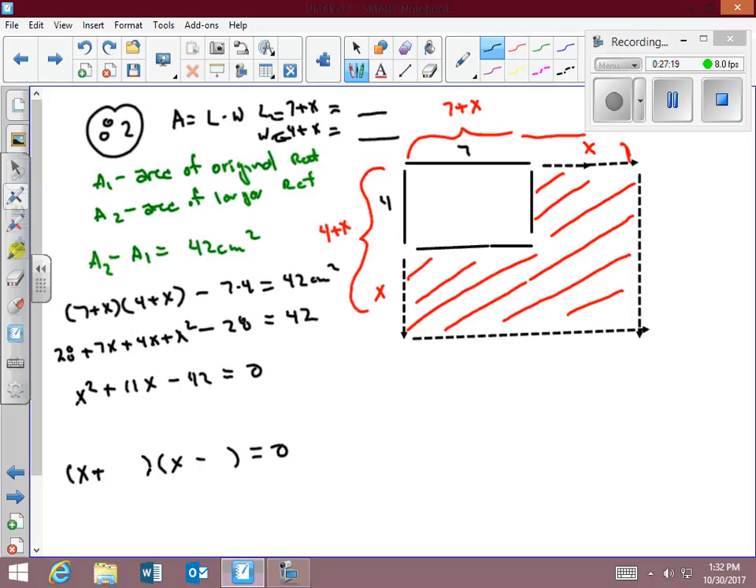Two numbers times itself is 42, whose difference is 11. So what am I doing? I'm just going to have to go down. 1 times 42, that's 41. 2 times 21, difference is 19. 3 times 14, 11. And there it is. Now, which one's positive and which one's negative? 14 positive, the 3 negative. Now what do I do? Apply the principle. Set each one of my factors equal to 0.